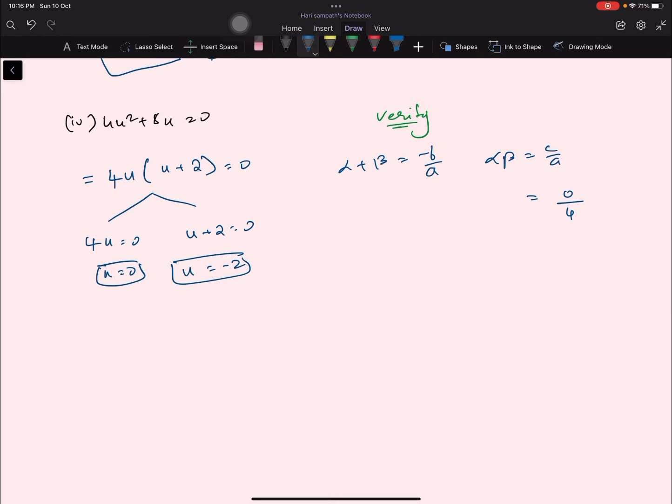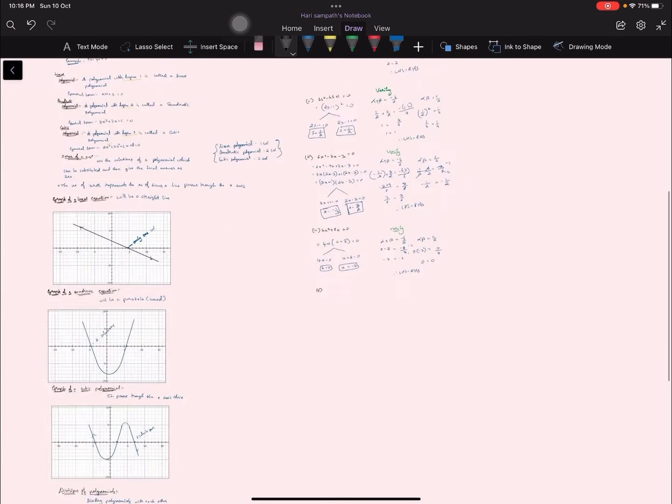0 by 4. So alpha into beta, right? 0 into minus 2, 0 equals 0. Over here, 0 minus 2 equals, what is minus b? Minus 8 by 4. Minus 2 equals minus 2. You just cancel these. Therefore LHS equals RHS. This sum is verified. Moving on to the fifth sum. What's it going to be?